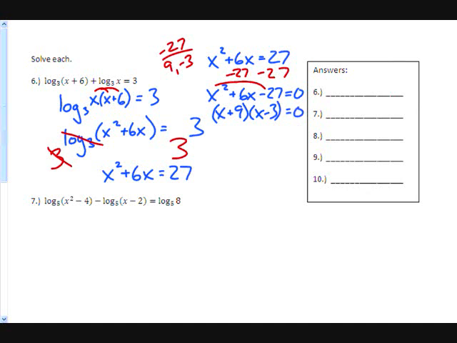And then I set each factor equal to 0, so I find out that x equals a negative 9 and x equals a positive 3. And remember, with logarithms, we have some special scenarios here. We cannot plug a negative into a logarithm. It just doesn't work, which means this is an extraneous solution. I can cross that fella out. So the only answer here is x equals 3. Okay?